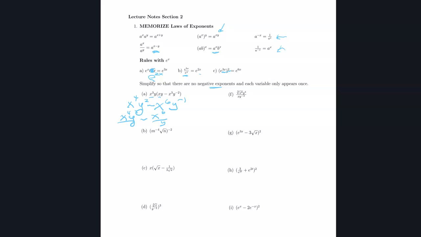All right, this one here, you're going to distribute this negative 2 power. So I'll have m to the positive 8 power, because negative 4 times negative 2. This is to the 1/2 power, right? Square root of n is the same thing as saying n to the 1/2. So if I take 1/2 and multiply it times negative 2, that gives me n to the negative 1. And so rewriting this without negative exponents looks like this.